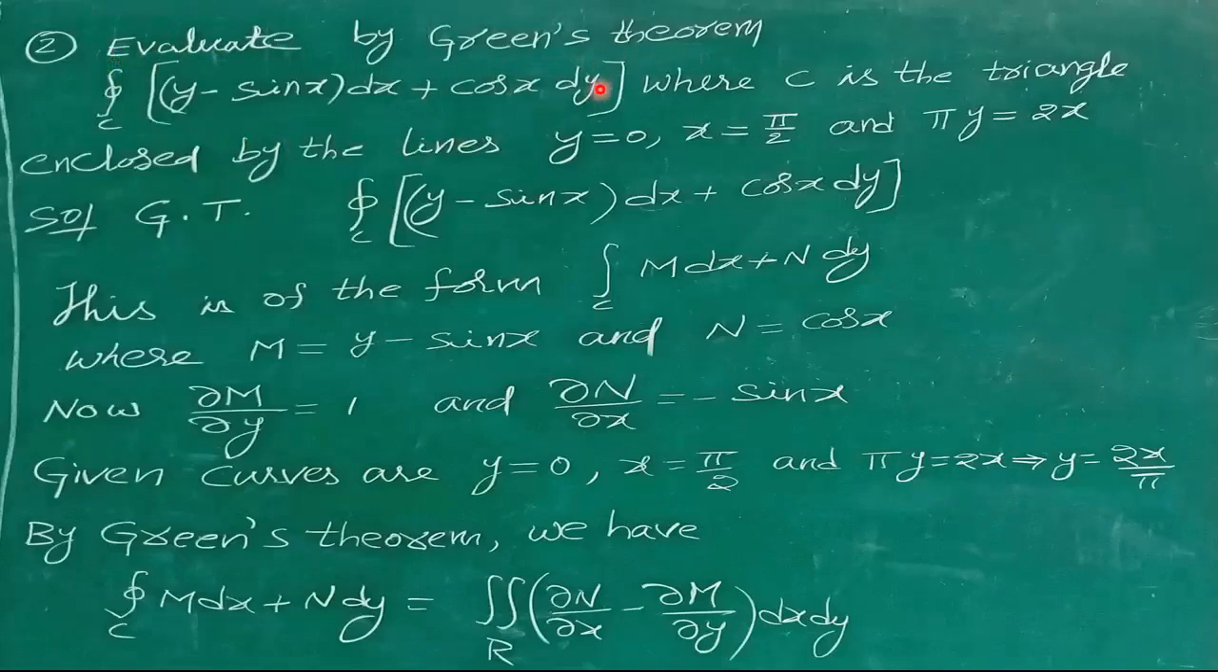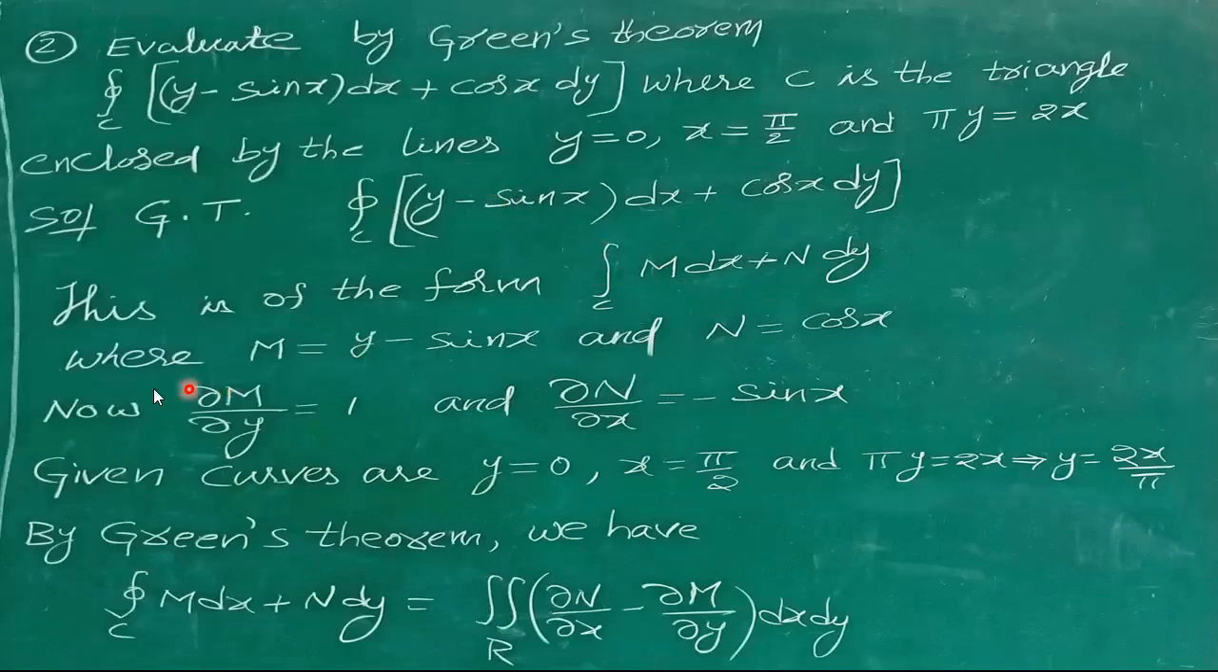To evaluate the line integral by Green's theorem, I can evaluate the double integral value. That double integral value is equal to the line integral, right? So first, what is the given data? The given data is the integral over C of (y minus sin x) dx plus cos x dy. So the given integral is of the form integral over C of M dx plus N dy.